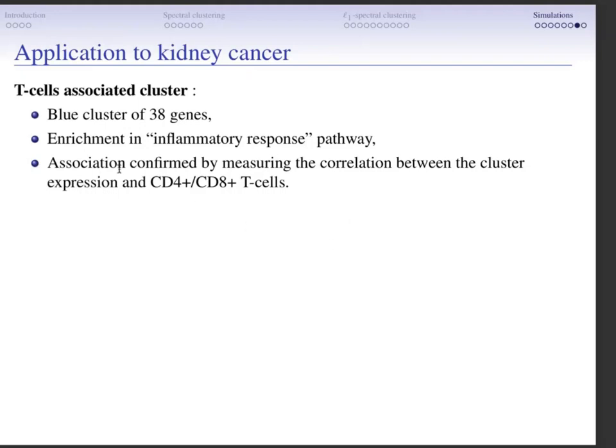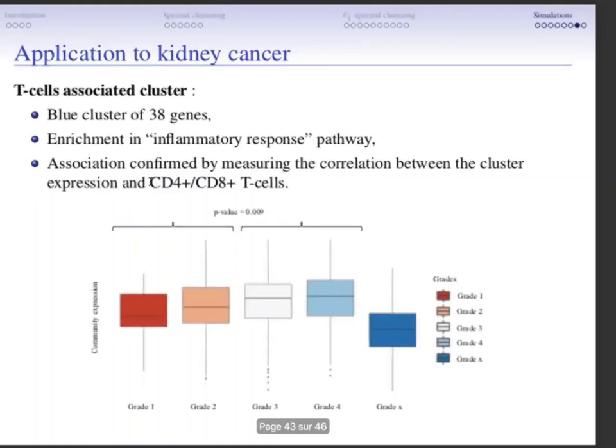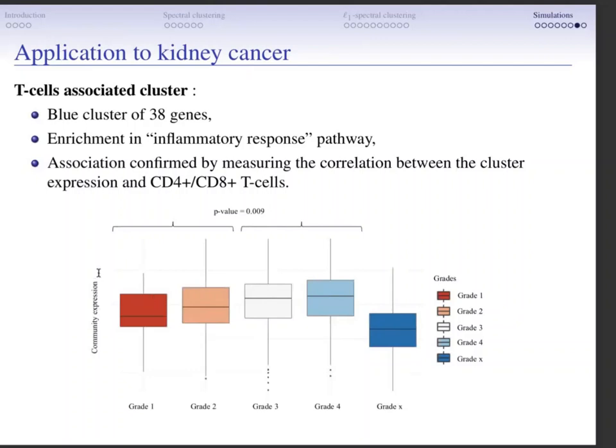And to confirm this association, we measured the correlation between the cluster expression, which is the average expression of all genes belonging to this component, and two very famous genes involved in inflammatory response, and we found a significant correlation. We also computed the association between the expression of the cluster and the grade. The grade is just how strong the cancer is for each patient, and we found a very strong association.